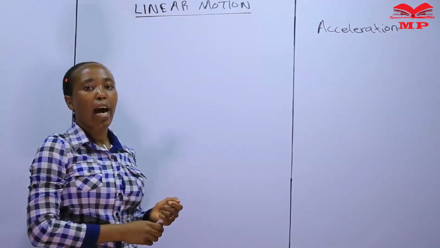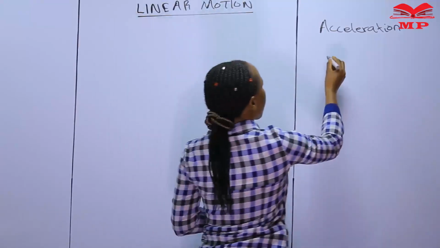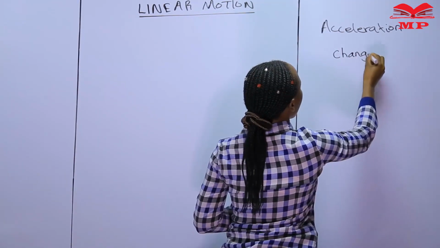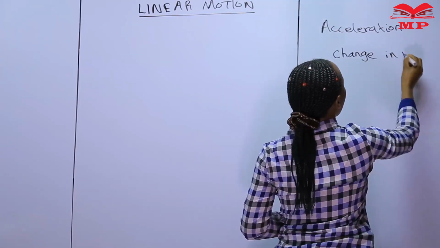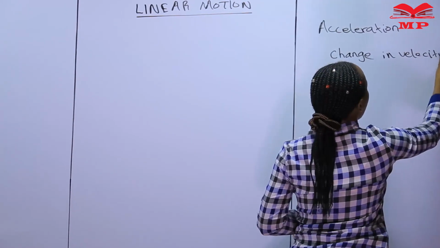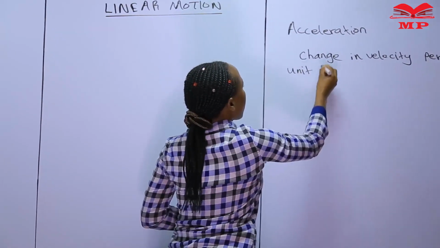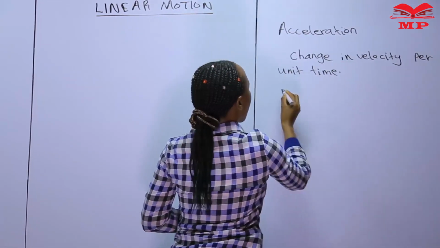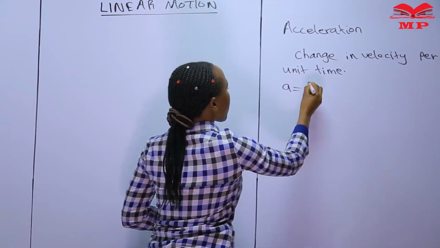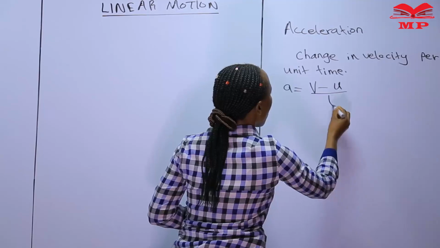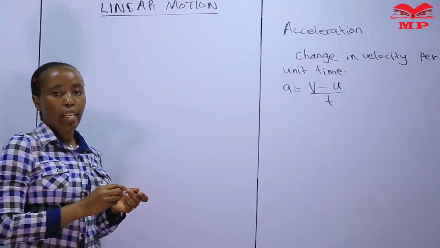Just a reminder, acceleration is the rate of change in velocity, or the change in velocity per unit time, and therefore acceleration is equal to final velocity minus the initial velocity all over the time taken.